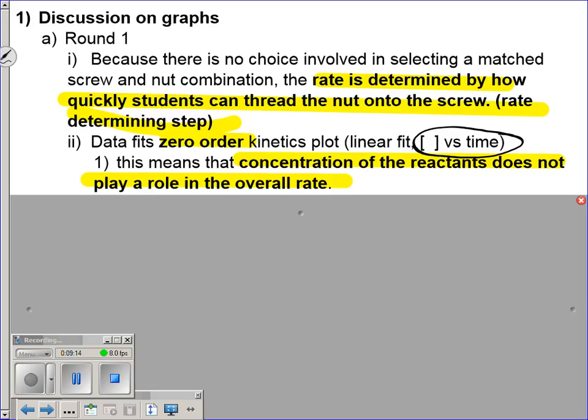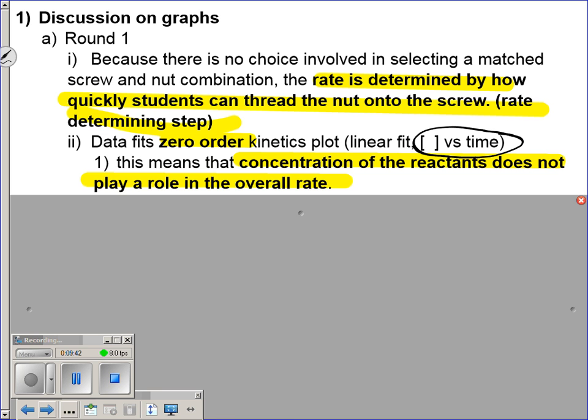AJ, why is it zero order? Tell me one more time. Don't say it directly the way I said it. Because the slope of the concentration is constant, changing at exactly the same rate over time. Okay, so the concentration is changing at the same rate over time, meaning the rate is constant. So it doesn't matter if I change my concentration, the rate is still the same. Okay, give me a thumbs up if that theoretically makes sense right now.